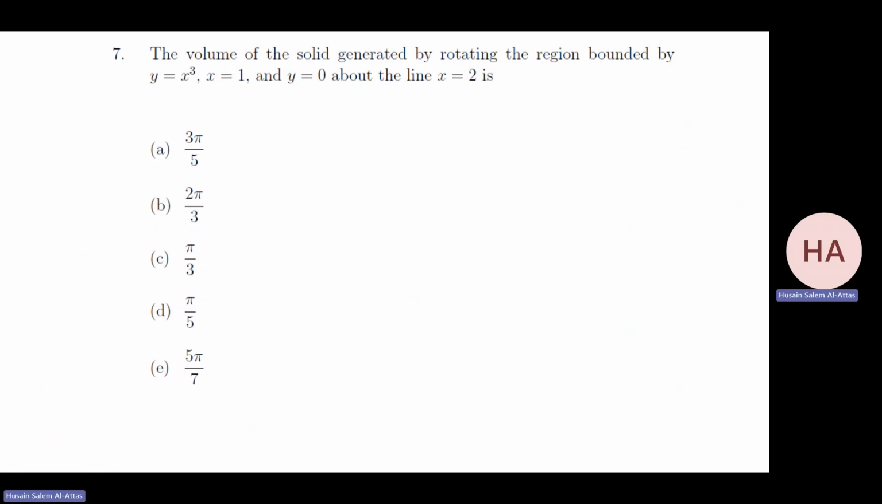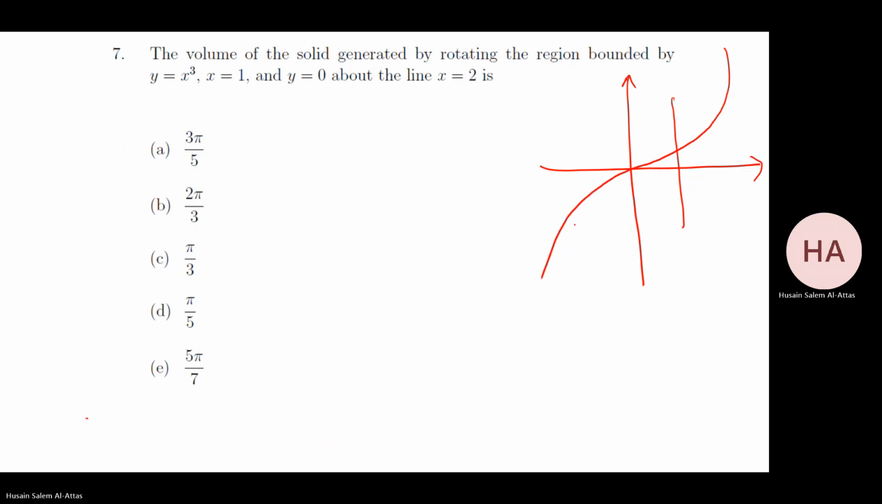Now, I have this function. I have this question, so I need to graph the function. That will be y equal x cubed. This is x equal 1, the y-axis. Y equal 0, which is the x-axis. About the line y equal 2. This is about the line x equal 2. What is the region? This is my region. This is the region we are talking about.